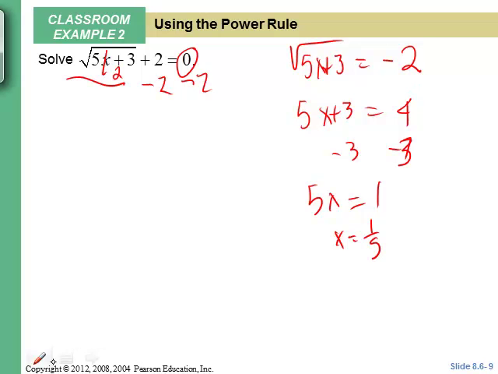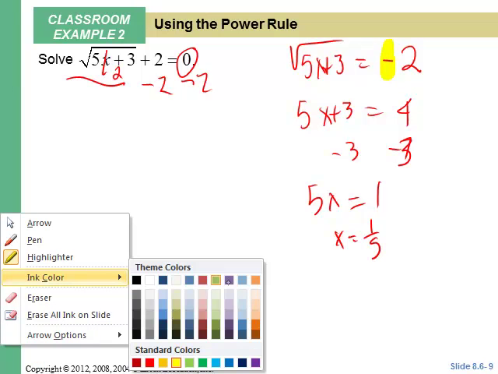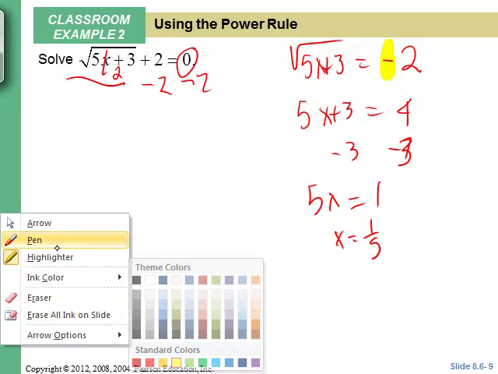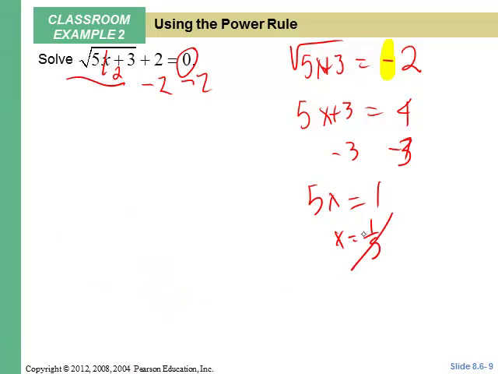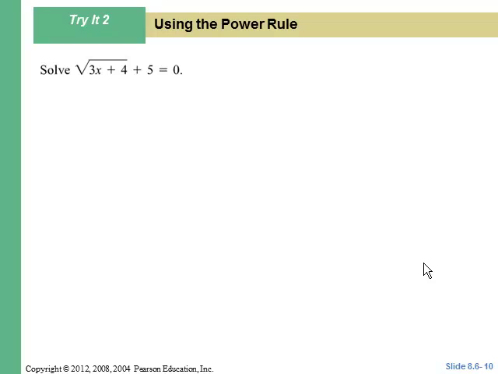Here's the clue to me that this wasn't going to work out. If you have a negative sign here, you will never get an answer that works out. And so we would say that x does not equal 1/5. In fact, we would say the answer is the null set. Try this one.